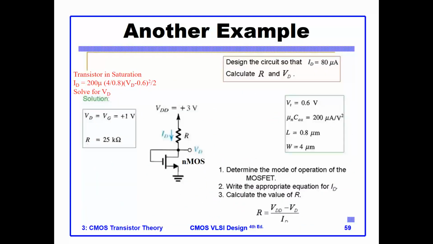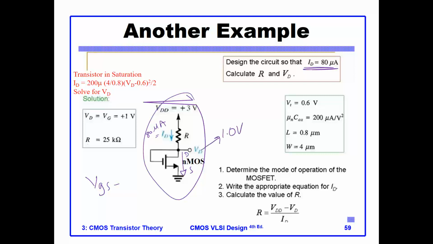Another example here, with this circuit: design a circuit so that ID equals a certain value. Notice that the current goes like so. This is the drain, this is the source. This current is 80 microampere. We calculate the VD here, and it turned out that the VD equals 1 volt. Well, how did I calculate VD? I have the current, I have the voltage here, I can calculate VD.